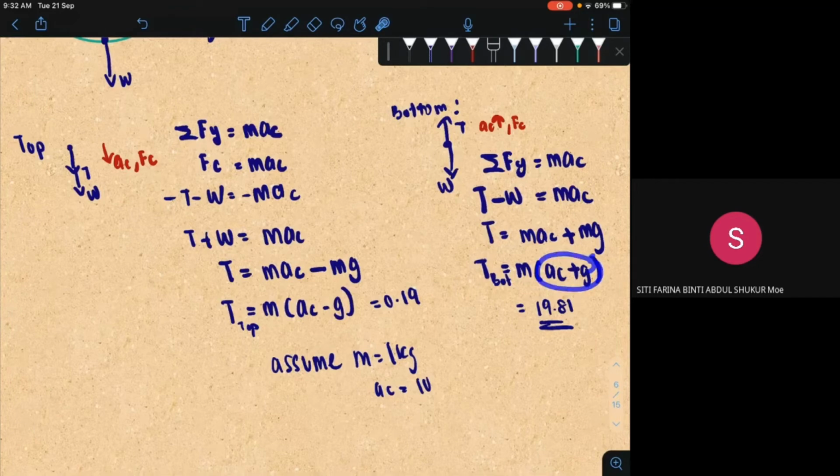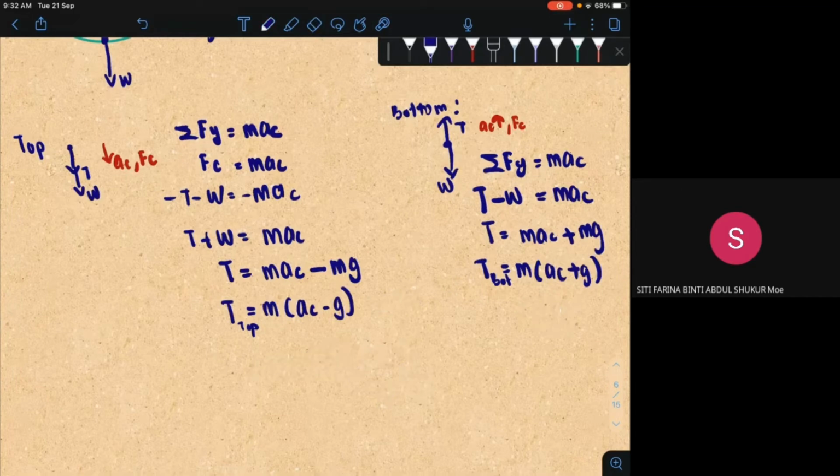This is the reason why at the top tension dia selalu kecil because you have to minus the G. Okay, you have to minus. Awak kena tolak dengan weight. Kalau kita tengok dekat sini, AC kena tolak dengan G dekat sini. Kalau at the bottom, awak tambah sahaja. You have to add. When you add, you're going to get a greater value. When you minus, you're going to get a smaller value. That is why the tension at the top is always less than the tension at the bottom according to this derivation yang kita buat dekat sini.